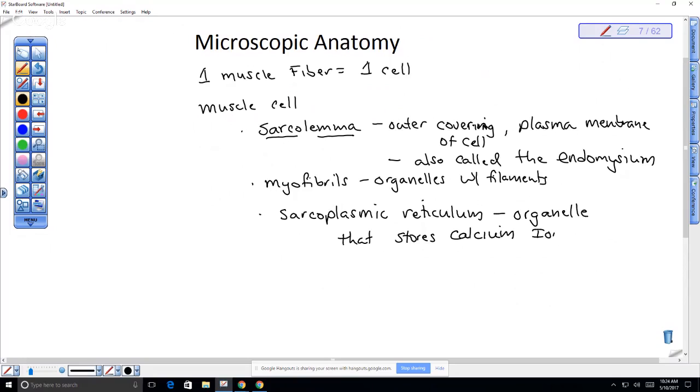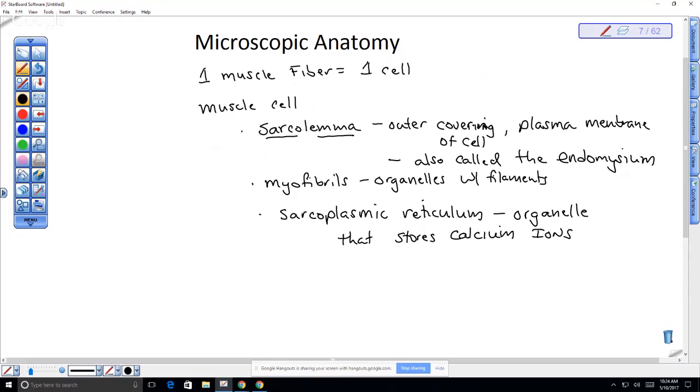So we're going to learn that calcium ions are really important for muscle contraction. If your calcium is too high or too low, it can lead to problems with your muscles, just like with your nerves. Remember when we talked about how the release of the neurotransmitter by the neuron is induced by the influx of calcium ions.